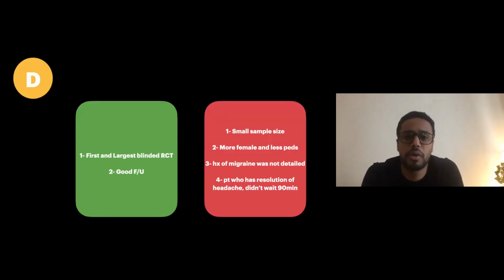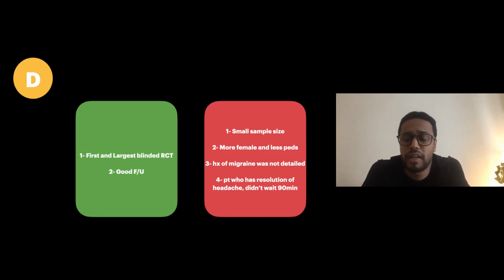Now, what I like about this study is that it's the first and the largest blinded RCT done to address this subject. They had a good follow-up. The problem is that it was a small sample size. They had more females and fewer young patients; though they said it's from 13 to 55, the participants between 13 and 17 were fewer.